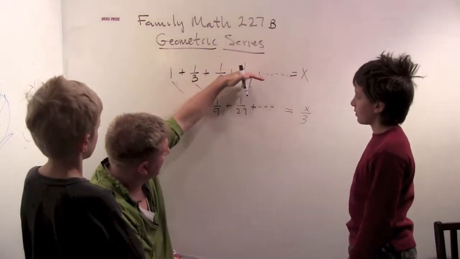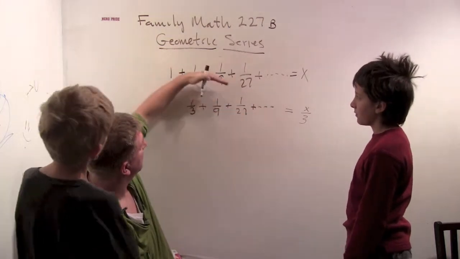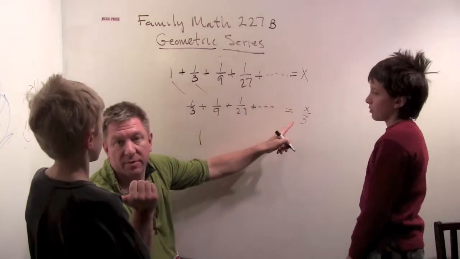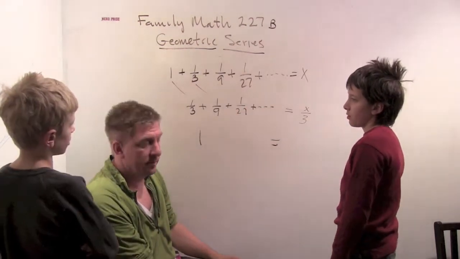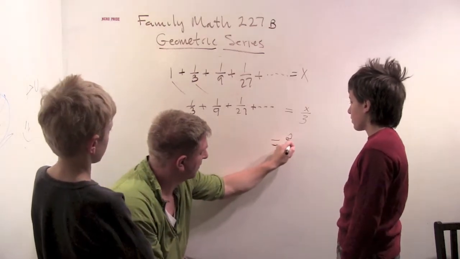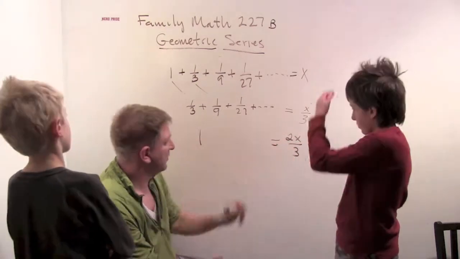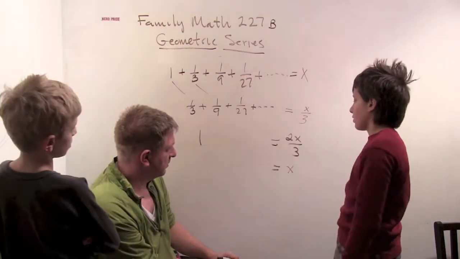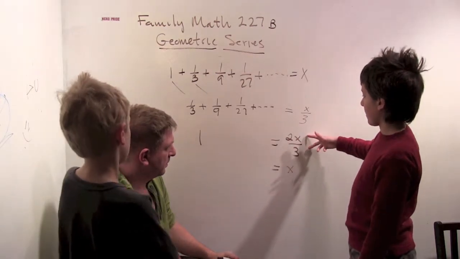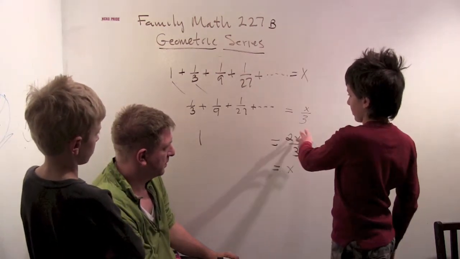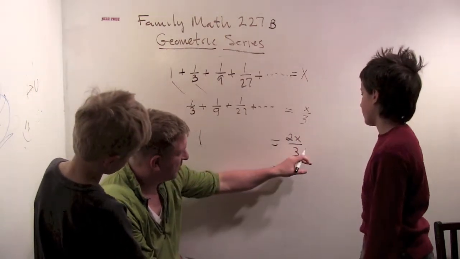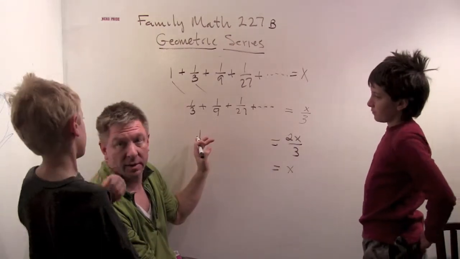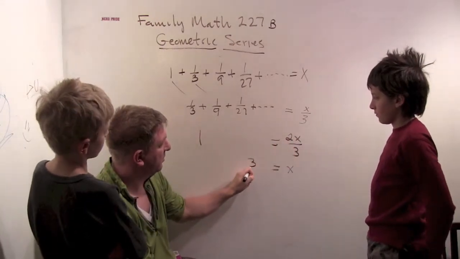Okay, so this time I take this series and subtract this series down here. What am I left with on this side? 1. And what is x minus x over 3? That would be 2x over 3. So 2x over 3 equals 1. What does x equal? You have to multiply by 3 halves to clear this side. I have to multiply by 3 to get rid of that 3. So I would get 2x is 3, and then I have to divide by 2. So x equals 3 halves again.